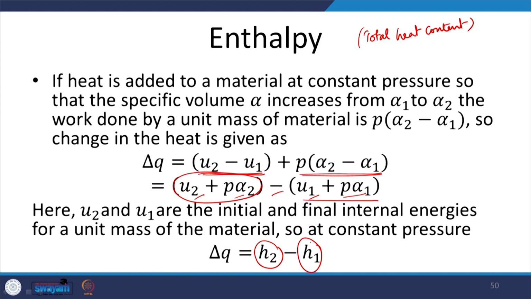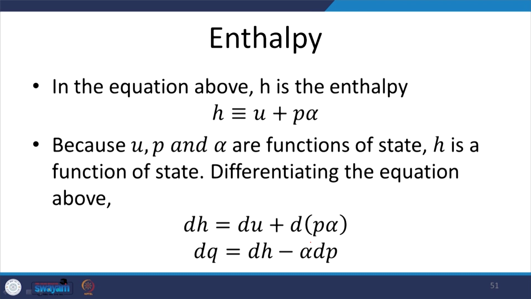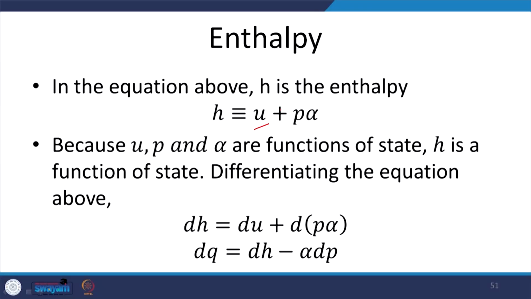So, then we define enthalpy as the total heat content of the system. In the equation above, H is equivalent to U plus P alpha. Now, we know very well that the internal energy, pressure and the specific volume are functions of state. Functions of state means the change does not depend on the path that has been taken between the states. Rather, the change will only depend on the initial and the final configurations, right.